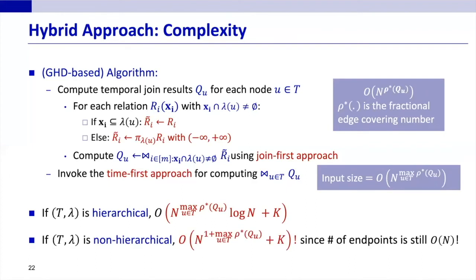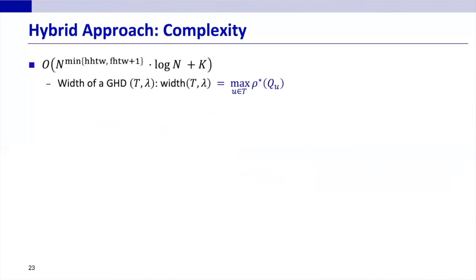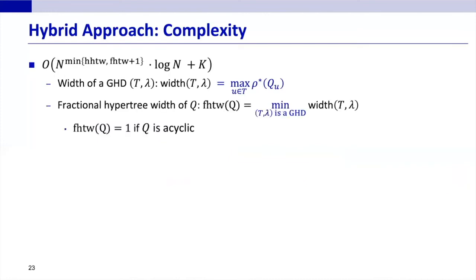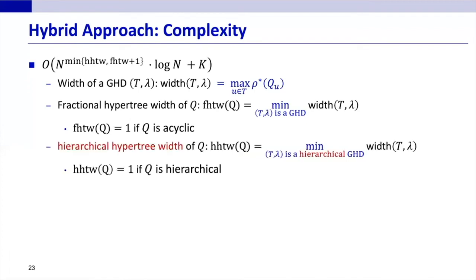Based on these two observations, we introduce two notions of width for a join query. The fractional hypertree width measures how far a join query is away from being acyclic, which is defined as the smallest width over all GHDs. The hierarchical hypertree width measures how far a join query is away from being hierarchical, which is defined as the smallest width over all hierarchical GHDs. Then our hybrid approach has the time complexity related to the minimum between hierarchical hypertree width and 1 plus fractional hypertree width. But the relative ordering between these two quantities is unclear for general joins.